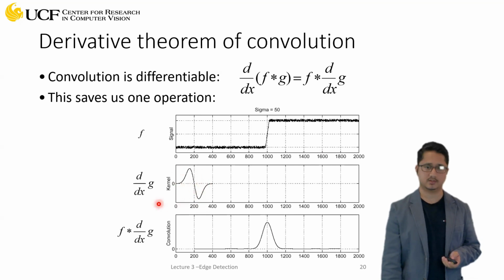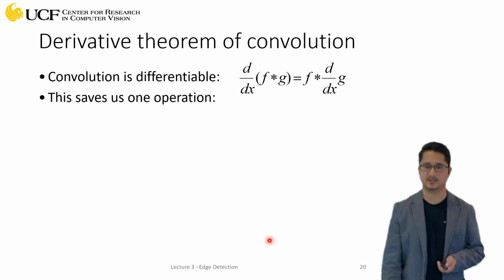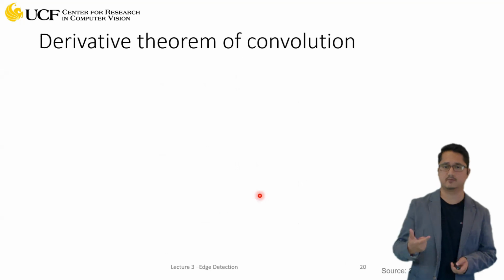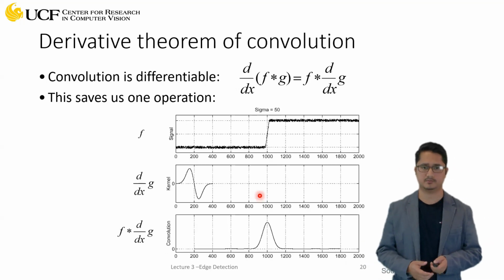And now what you can do is use this kernel to perform filtering, and the result is not going to change. You will get exactly what you got using these 3 steps. So you're saving 1 step here. That's the optimization.